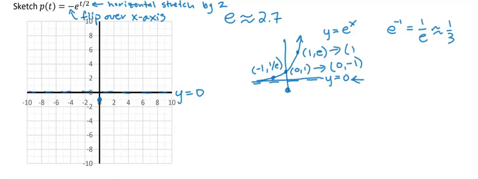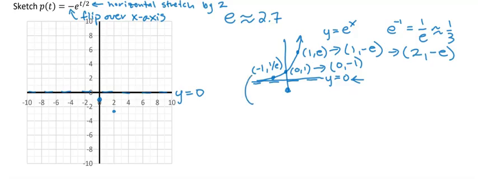(1, e), when I flip upside down, becomes (1, -e). So in my head, I'm thinking -2.7, but I'm writing it exactly so I don't lose information. It is at -e. And then I do the horizontal stretch by 2, and that does affect this one. I'm doubling my x values, so it ends up at (2, -e). So 2 and then not quite -3.